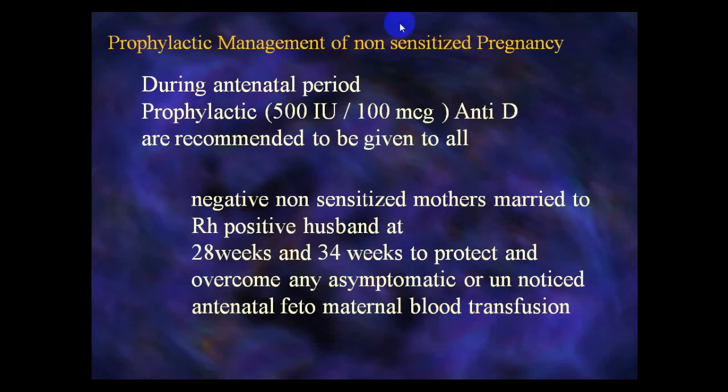Prophylactic management of non-sensitized pregnant women during the antenatal period. Prophylactic 500 international units of anti-D are recommended to be given to all Rh negative non-sensitized mothers married to an Rh positive husband at 28 weeks and 34 weeks. Why do we give it in this period? To protect against and overcome any asymptomatic or unnoticed antenatal fetal-maternal blood transfusion.